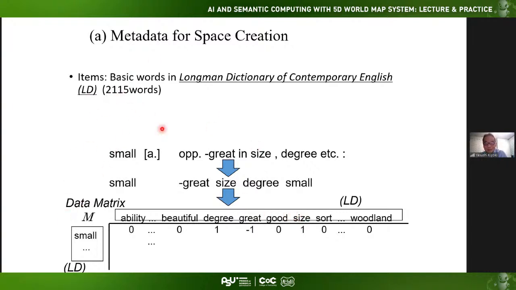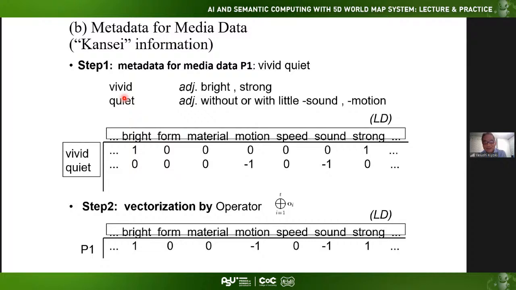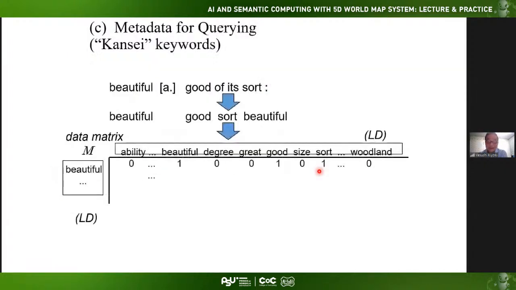This means the Longman world can be defined as a 2150 dimensional space. This is my proposal, okay? A 2115 dimensional space is defined by Longman. Also vivid and quiet can be mapped onto this same dimensional space, and quiet like this. And also beautiful can be expressed in the matrix. If you can express the language data in a matrix, we can apply many computational methodologies to this data, because not only language data but also numerical data can be manipulated by using computer methodologies.